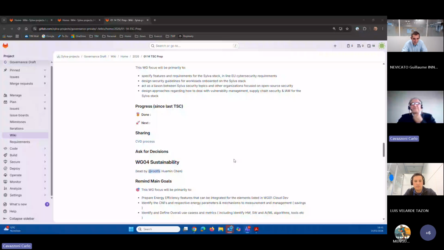Okay, regarding workgroup 4, Wamin cannot be here, but he sent an update on the activity done about the release of the Green Dashboard 1.0.2. And regarding the planning for this year, the items are GPU monitoring, the forecast for CO2 consumption, and the optimization of CO2 consumption using the autoscaler based on energy measurement.